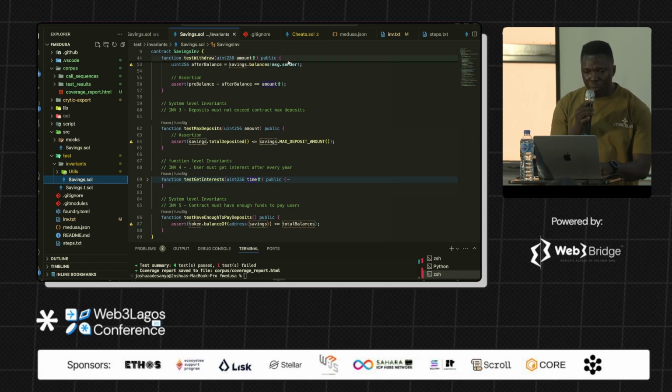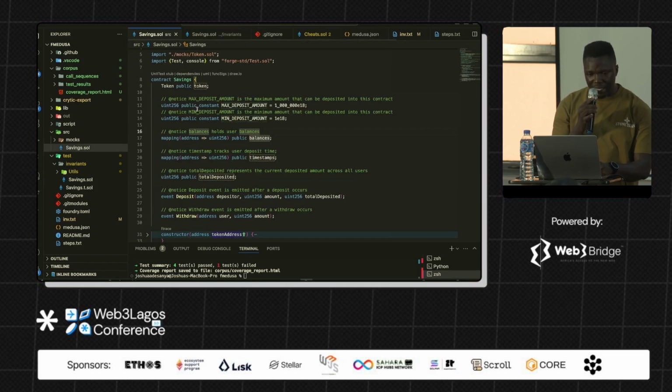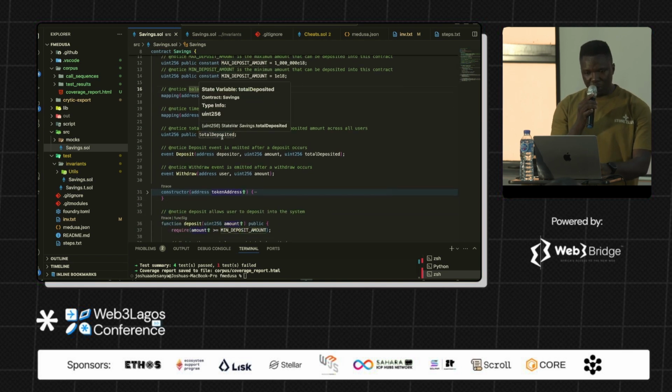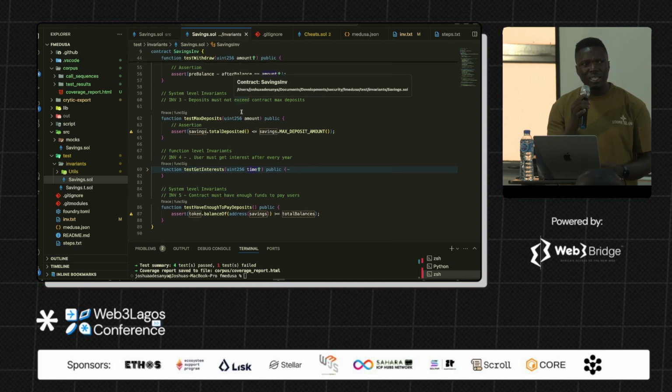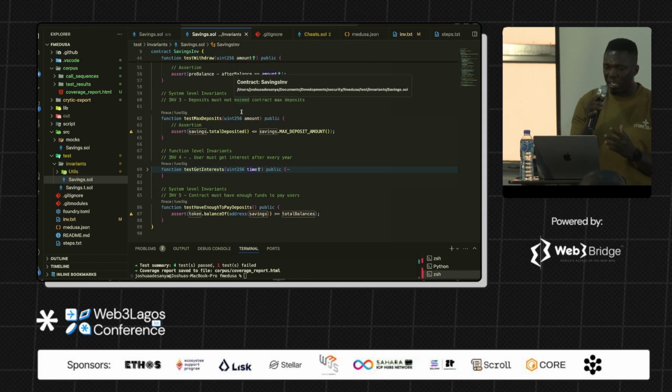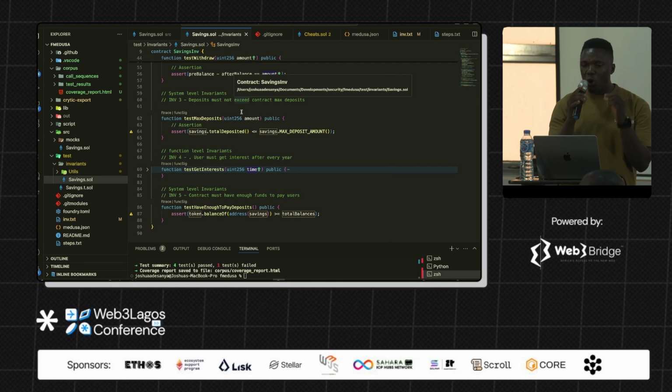If we go back to our savings, we'll discover that there is a variable there, total deposited, which is tracking the total amount of tokens that all the users in the contract are depositing, right? And in my invariant test here, I want to make sure that the total deposited is always less than or equal to the max deposit, which is the max number that I want people to deposit. Does that make any sense? So this is a system level invariant.